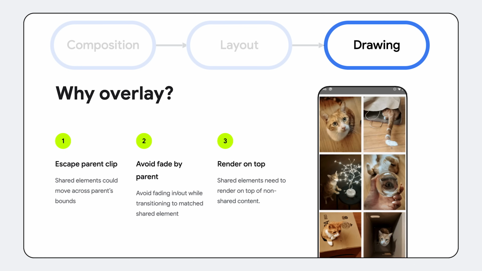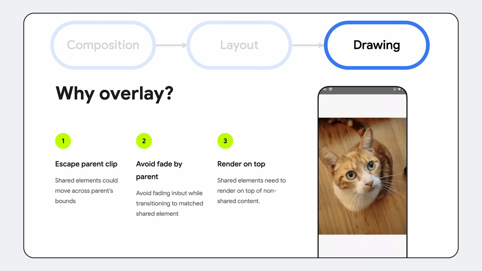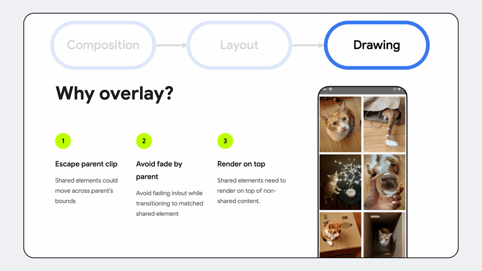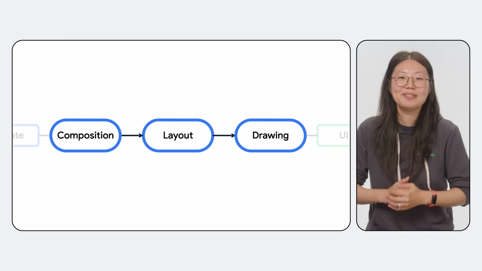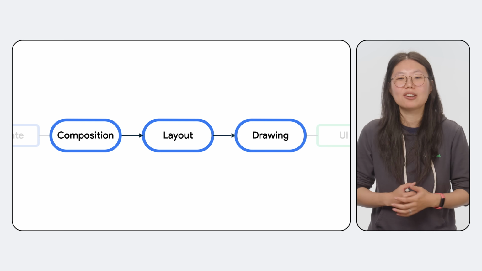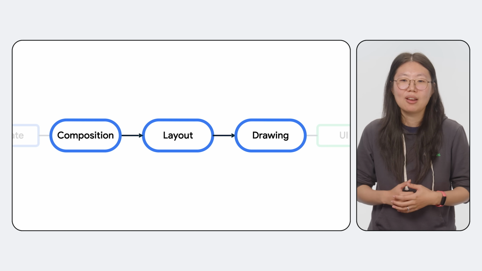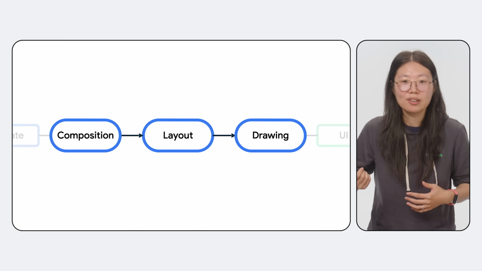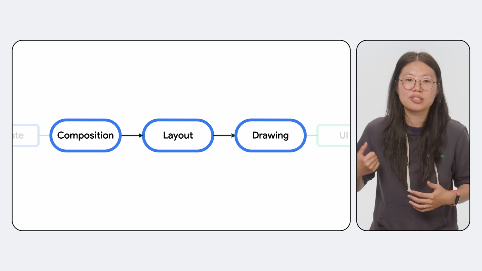The last reason is that we need to ensure shared elements render on top of non-shared content. Otherwise, shared elements will most likely render underneath their sibling layouts, like you can see in the example on the right. All right, we have covered the important inner workings of shared elements in three main stages. Hopefully, they offer you a different perspective to look at shared elements and understand their behavior.